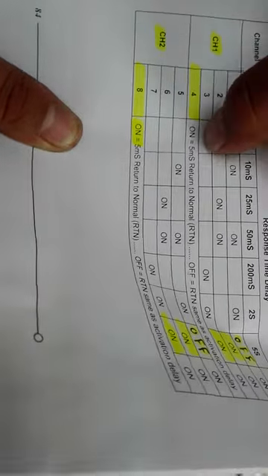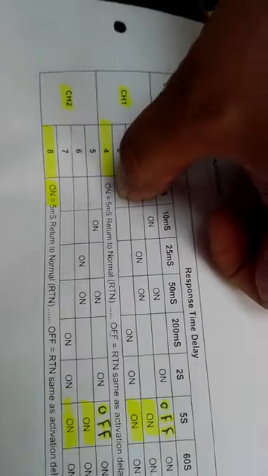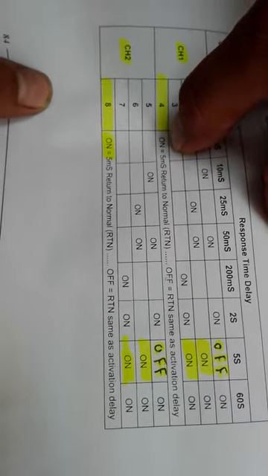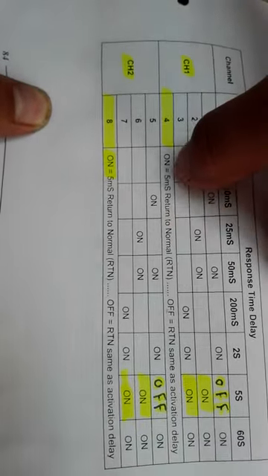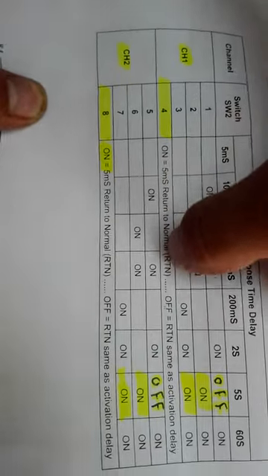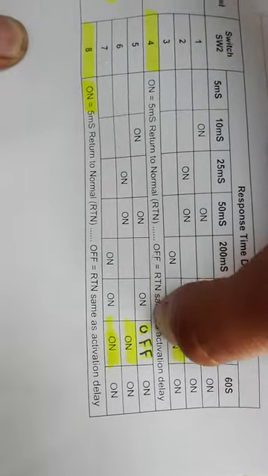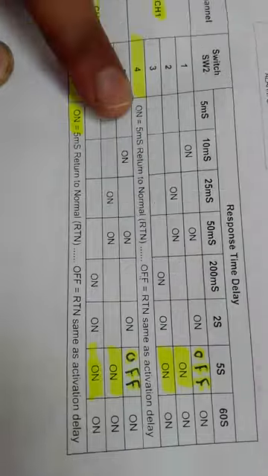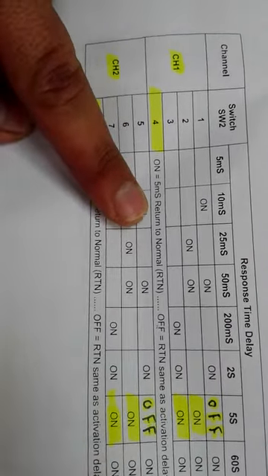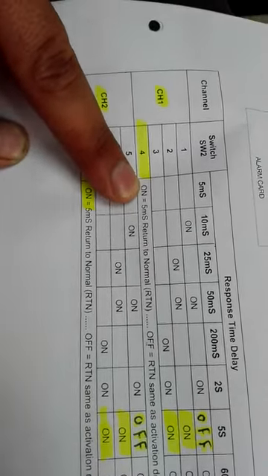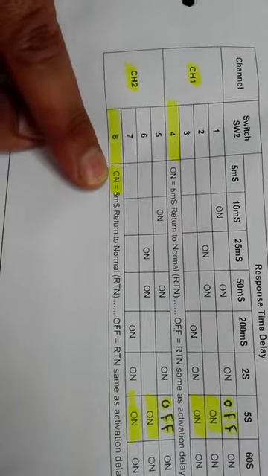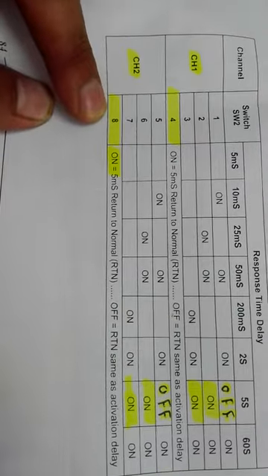Now it has a different logic. If you make channel 1 SW2 point number 4 on, it means 5 milliseconds to return to normal. If you switch it off, the return to normal is the same as the activation delay. Here we need 5 milliseconds to return to normal, so we will switch it on. Similarly, this logic is followed for point number 8.